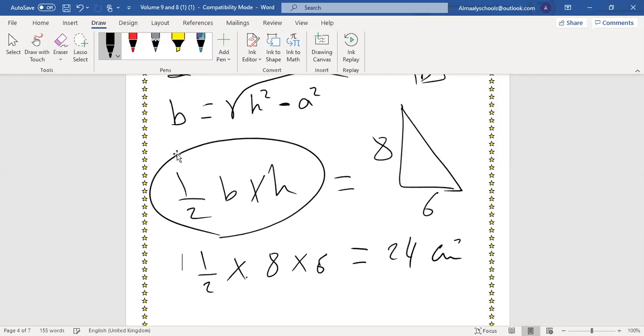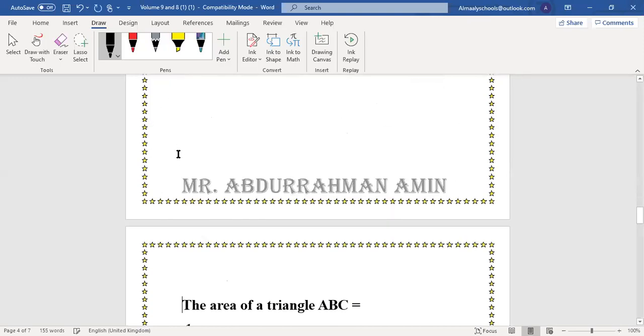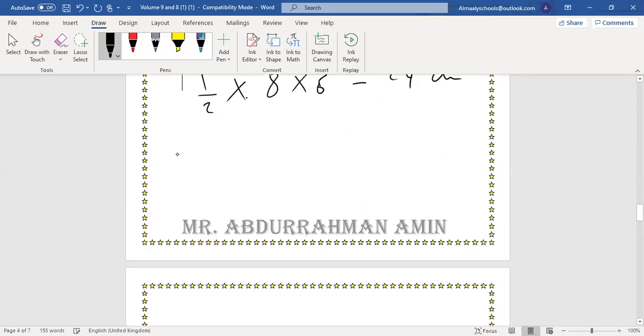Do you remember how to find the volume of the pyramid? It's equal to 1/3 multiplied by base multiplied by height. Yes, it will be 1/3 multiply 24. 24 is the area of the base. Now multiply the height of the pyramid. The height of the pyramid equals what, my daughter?